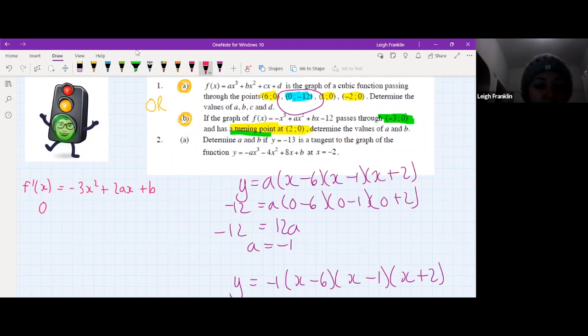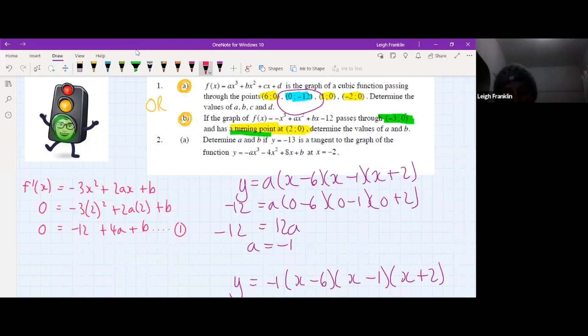Okay, the gradient at the turning point is 0. The value of x at the turning point is 2. So now we're going to sub in 2, and we're going to get our first equation in terms of a and b. So this will be negative 12 plus 4a plus b. Okay, and that's essentially equation number 1. I'm just going to leave it like that for now.